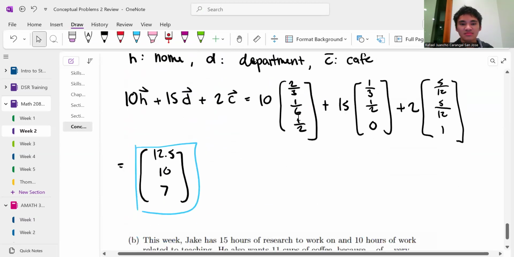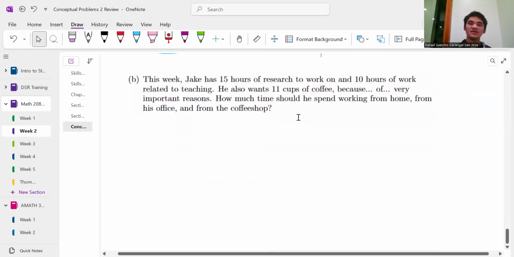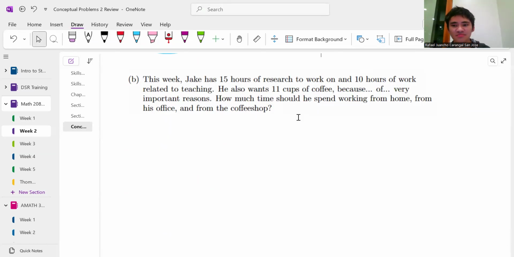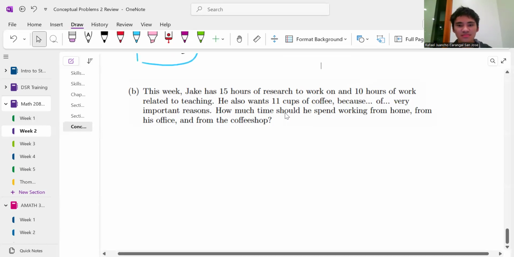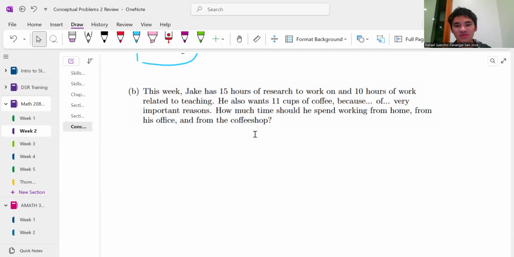so this week, Jake has 15 hours of research to work on and 10 hours of work related to teaching. And he also wants 11 cups of coffee because of very important research. So, how much time should he spend working from home, from office, and from the coffee shop for this week? For this week, he wants 15 hours of research, 10 hours of teaching, and 11 cups of coffee.